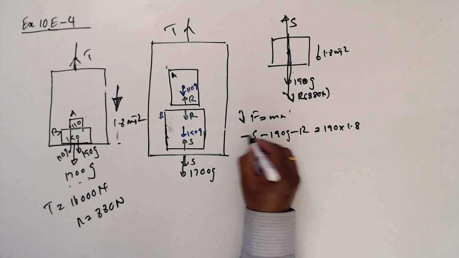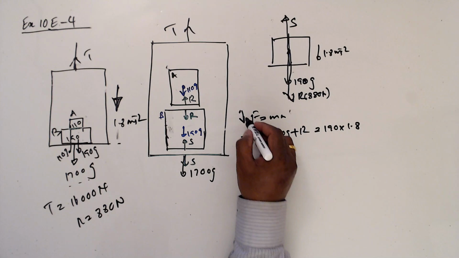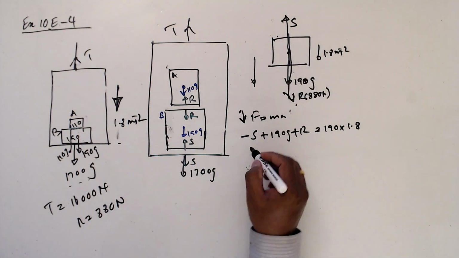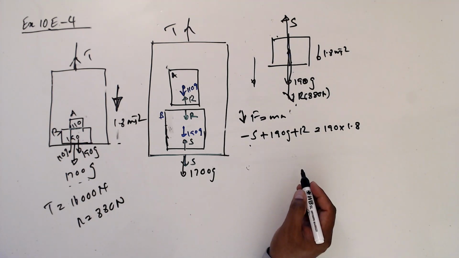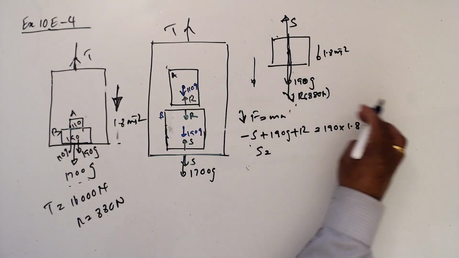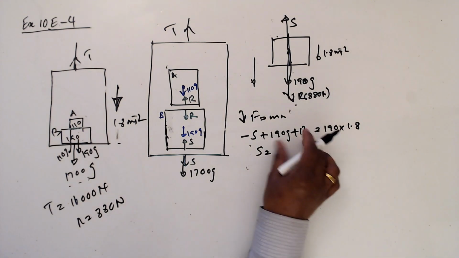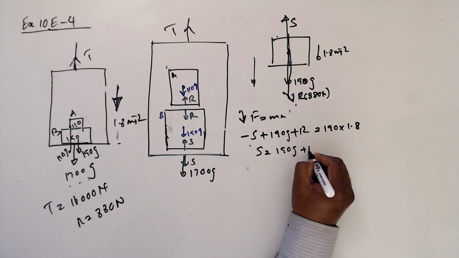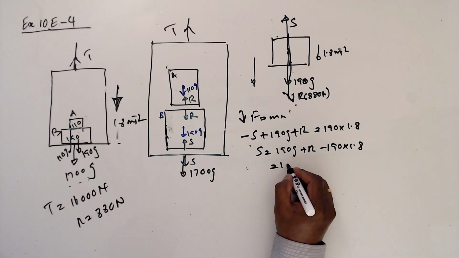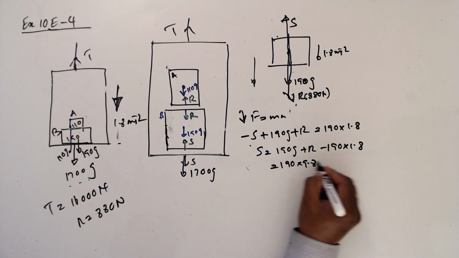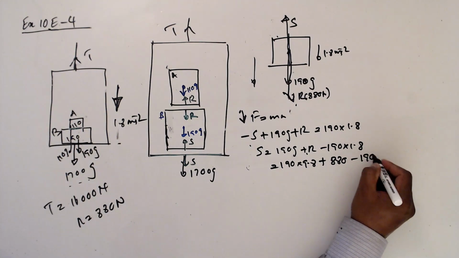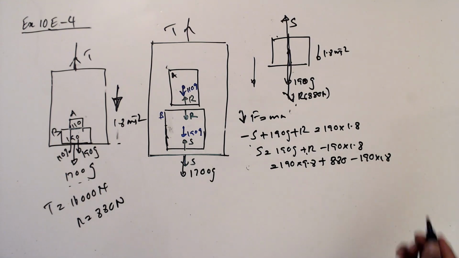So this is negative, this is positive, and this is positive because we are putting downwards. So those are positive and this is negative. Now it's right. Now S we will bring to the other side and this one to here. So 190g plus R minus 190 times 1.8. So 190 times 9.8 plus R, we found out 880, minus 190 times 1.8.